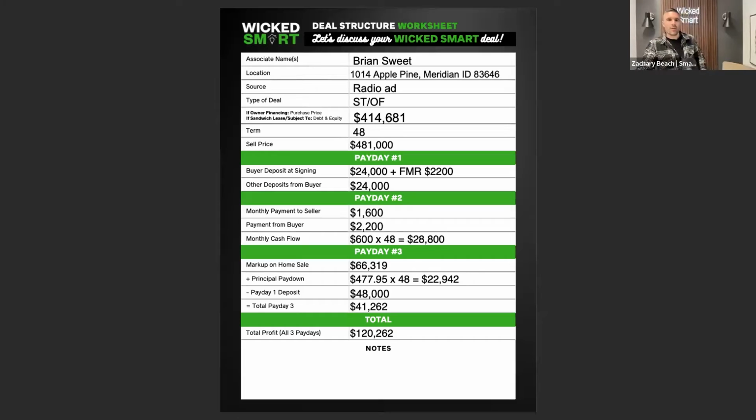Yeah, so let's jump into the deal now. Let's stop letting everyone wait on us. All right, so Brian, this deal is from a radio ad. This is a sub-2 owner financing. So walk me through it.